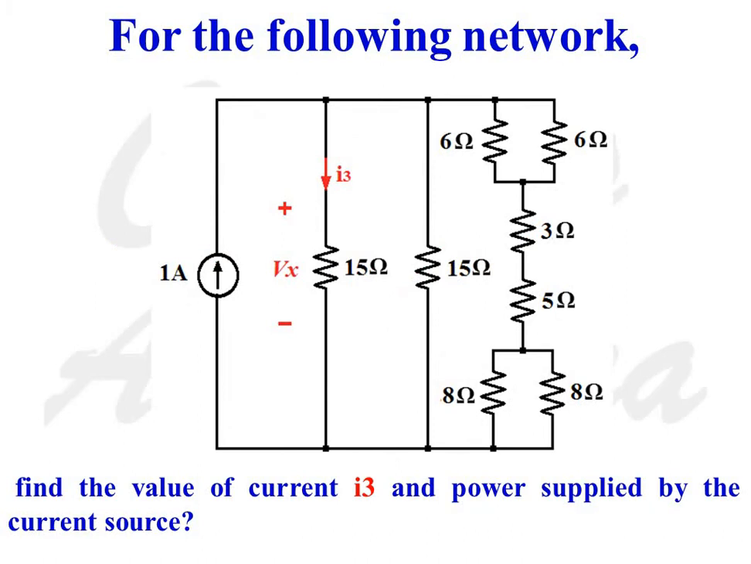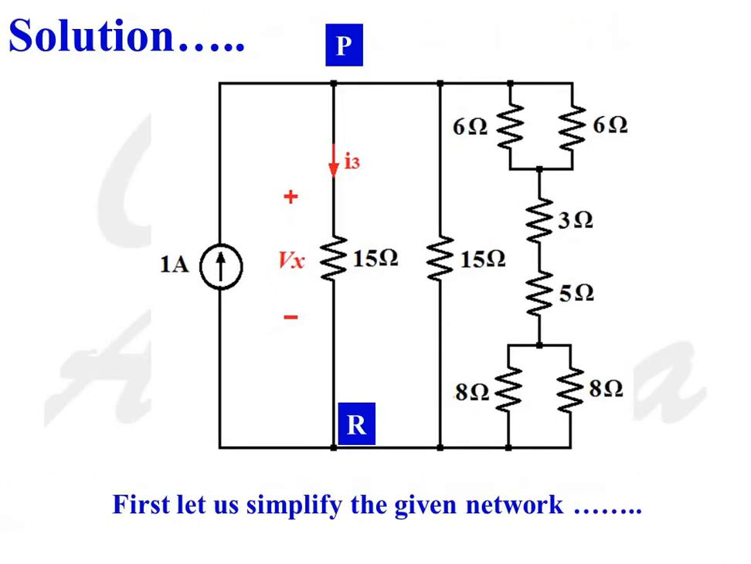In this tutorial, we will find the value of current I3 and power supplied by the 1 ampere current source. So first of all, let us mark the nodes as node P and node R. Now let us simplify this network.